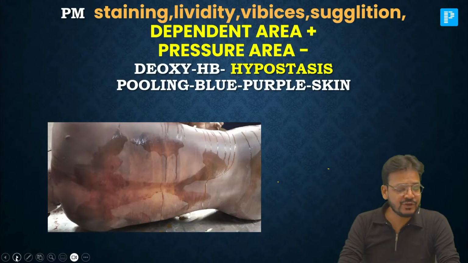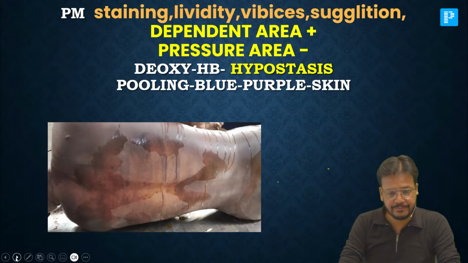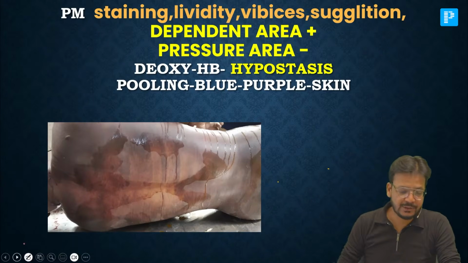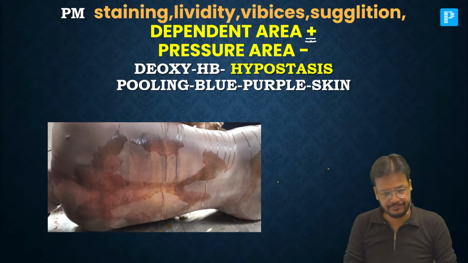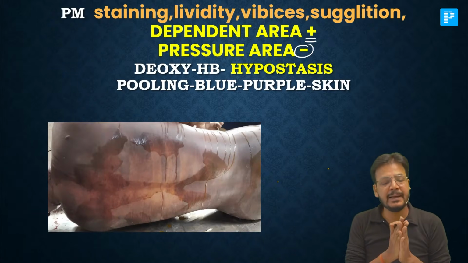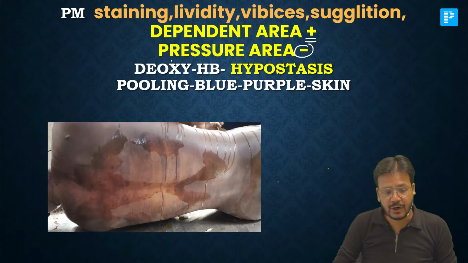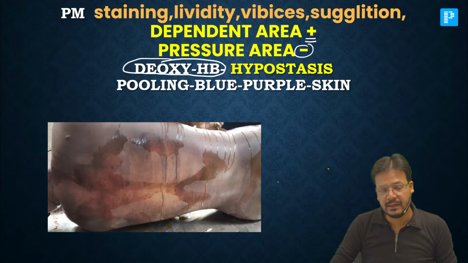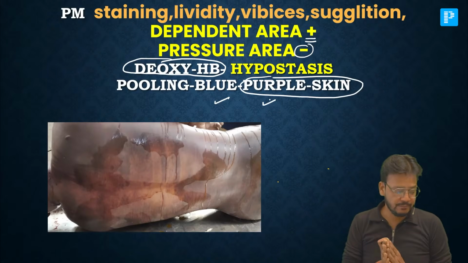Now the postmortem staining, this is a postmortem staining picture. It is also known as postmortem lividity, VBCs, sugillation. My dear friend, postmortem staining is present in the dependent part of the body. It is absent from the pressure area. Because of deoxyhemoglobin, the color of the skin is purple. This is because of the pooling of blood, bluish purple color.